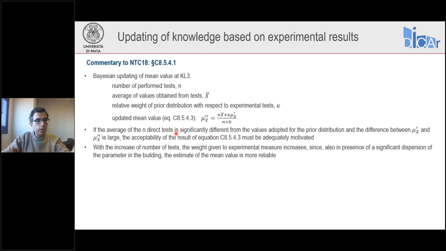Well, the code is also pointing out that if you have a large difference between this value and the one coming from the test, but no, the one coming from the prior distribution, you have to somehow, let's say, use this formula consciously. So you have to give a motivation of the use of this formula. Now, with the increase of the number of tests, this final mechanical property tends to be nearer to the average of the experimental test, because the weight of the experimental tests tends to increase.